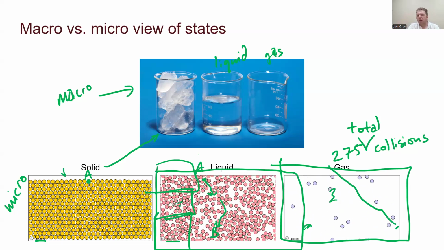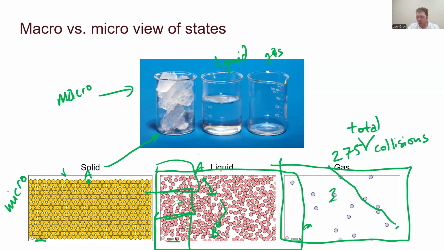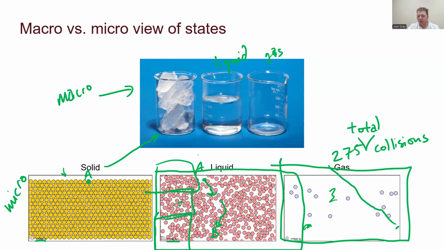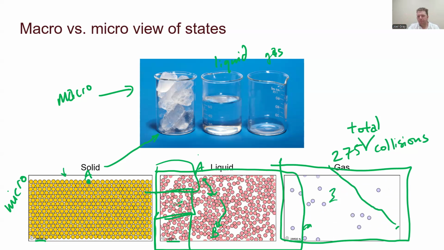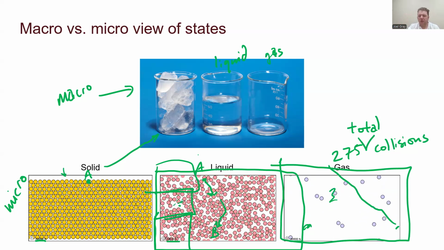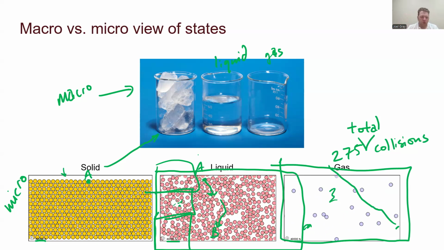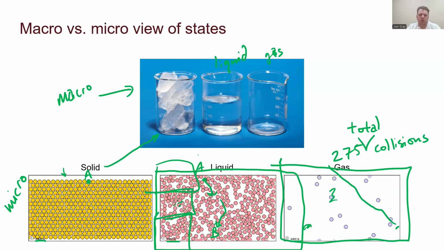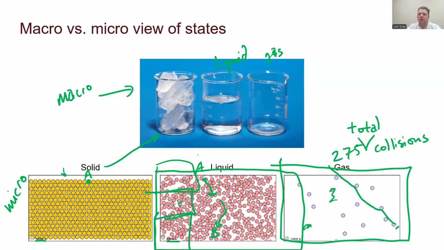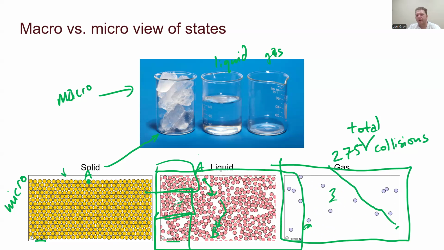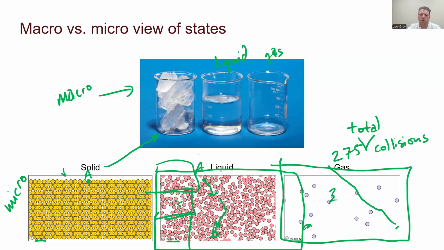So what I want you to think about with respect to this is the spacing between the molecules and the number of collisions that they can possibly have. The spacing is probably the biggest thing that I want you to take away from this. The space between molecules and atoms of a solid versus a liquid versus a gas. The space is so much greater in a gas than a liquid. The liquid is greater than the solid.